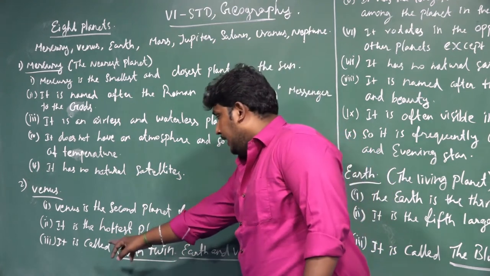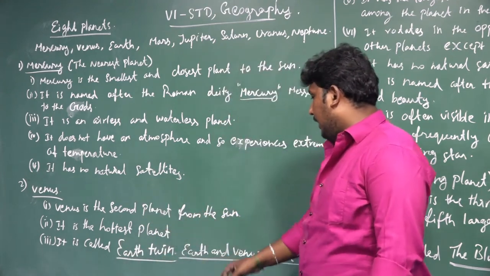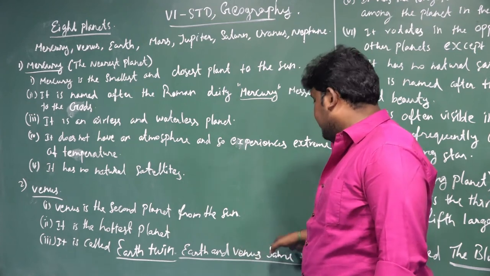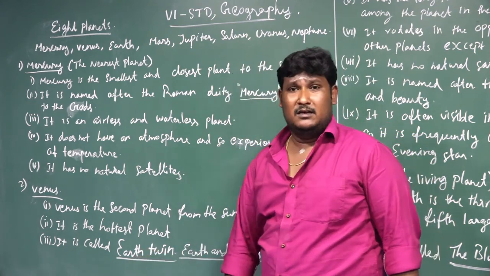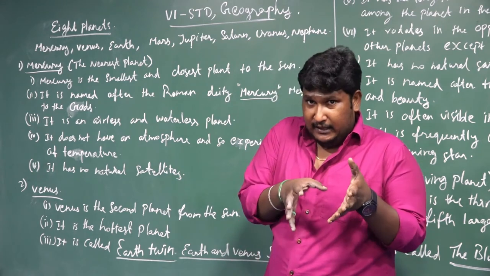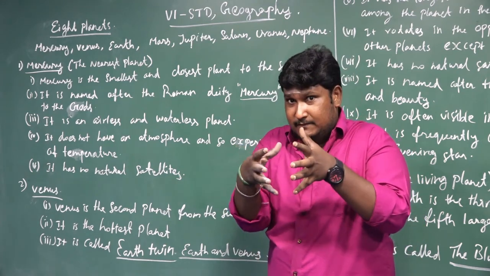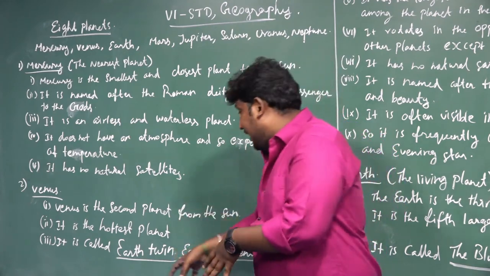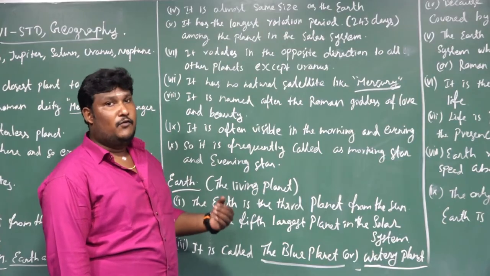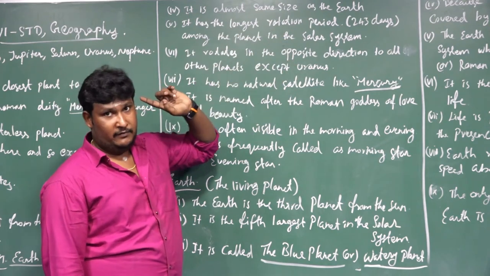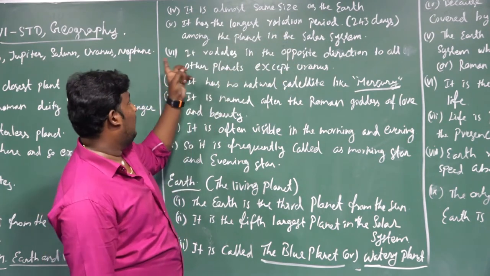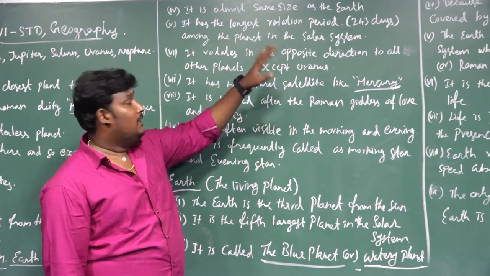Third point, it is called the Earth's twin. Earth and Venus are the same size. Why do we call Venus the Earth's twin? Because Earth and Venus are almost the same size. That's why we call it the Earth's twin.